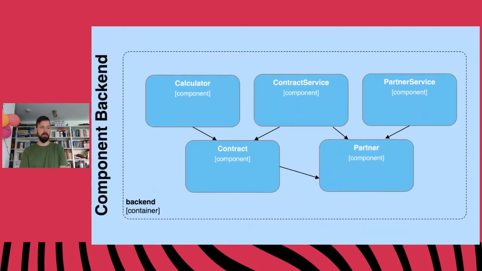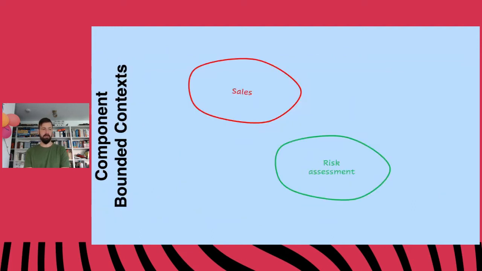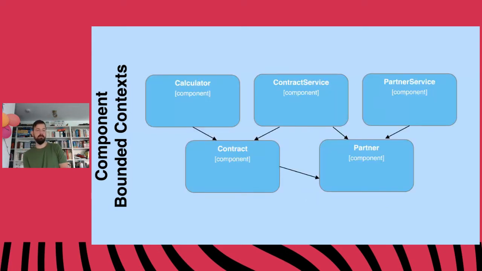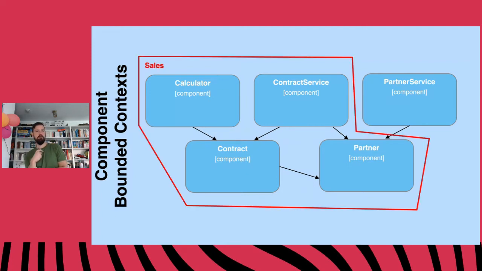Where would we find that in the backend? Let's focus on the backend first, because that's already complicated enough. So we have these bounded contexts. We found these bounded contexts, sales and risk assessment here. And where do we find them inside of our backend? So for one thing, we would say, well, sales, we have that here. Oh, wait a second.